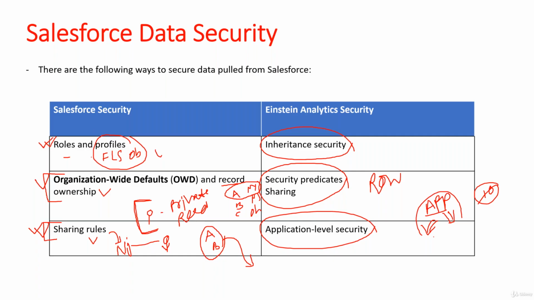So in an overview, you can control the security of the data for your Einstein Analytics platform from both sides, either from Salesforce or from the Einstein platform itself. In both places, we have different mechanisms. On the Salesforce side, you have roles, profiles, OWD, and sharing rules. On the Einstein platform, you have inheritance security, security predicates, and application-level security. We'll see how to do all of these in the Einstein platform.